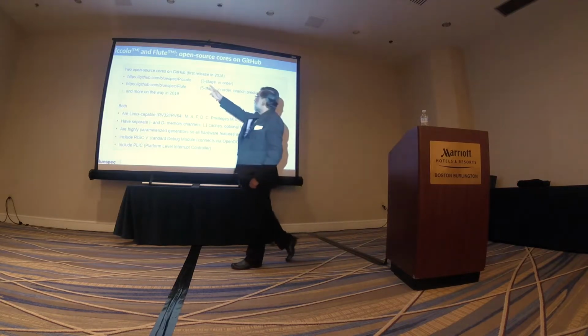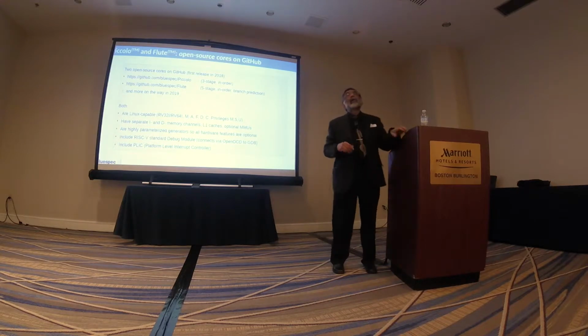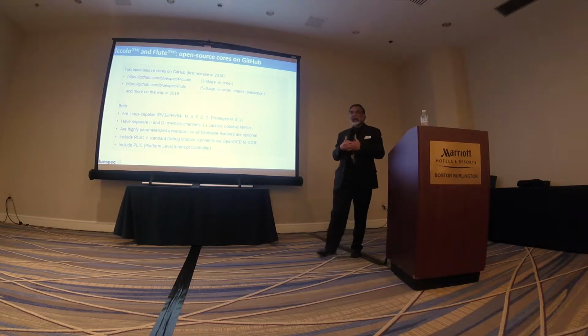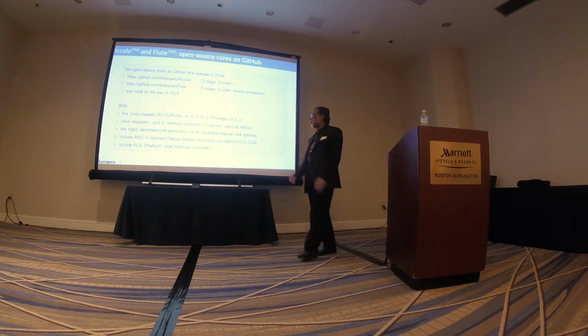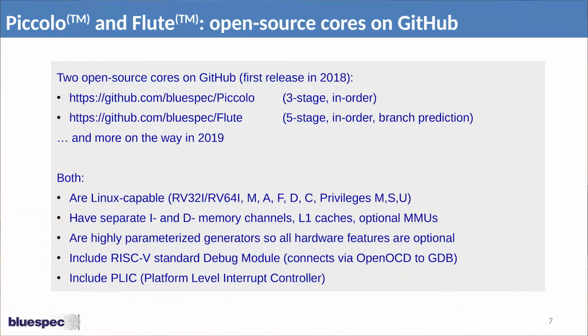Those already exist in Piccolo and Flute. They also exist on the Rocket core. For other cores, it's a task of integrating the debug module appropriately if it doesn't already have one. So you can imagine some new cores might initially come on without that, but over time they'll gain the debug module as well.